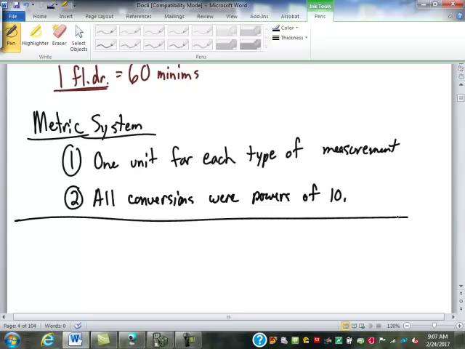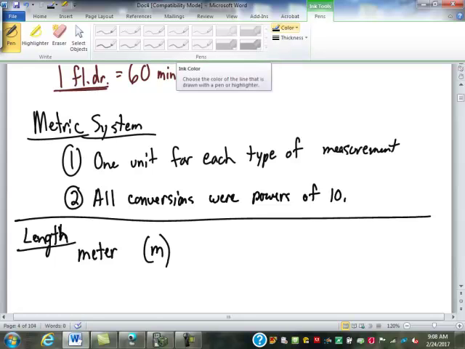In the metric system, let's first define our standard units. We're going to define our unit of length. The unit of length is a meter, abbreviated with just an M. A meter is about 39.37 inches, slightly larger than our yard.